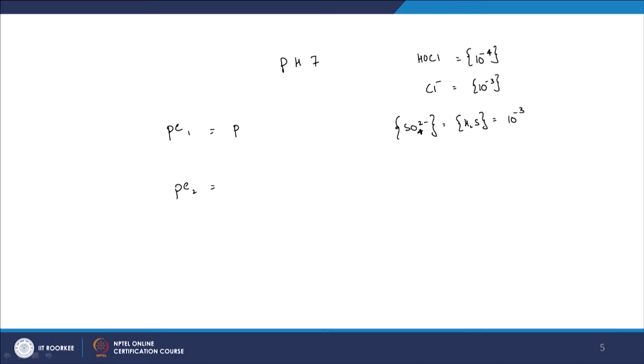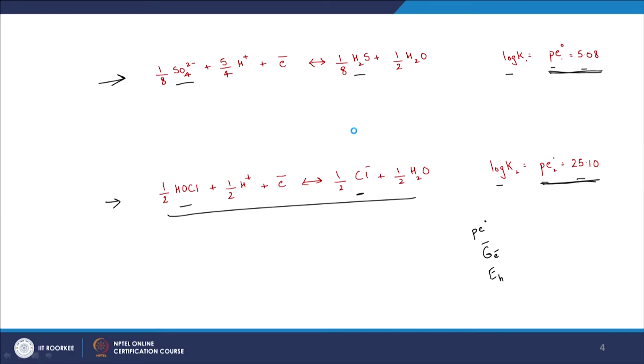So as we know, the general half reaction is PE1 equal to PE1 naught minus 1 by n, n being the number of electrons being transferred, times log Q dash, and Q dash is nothing but the activity of the compounds in the reduced form by the oxidized. So in this particular half reaction, what would it be? PE naught would be equal to 5.08 minus 1 by n, only one electron transfer, 1 log Q dash. So what would that be here? H2S to the power of 1 by 8 by SO4 2 minus raised to the power of 1 by 8, and because we have H plus here too, we need to consider H plus to the power of 5 by 4.